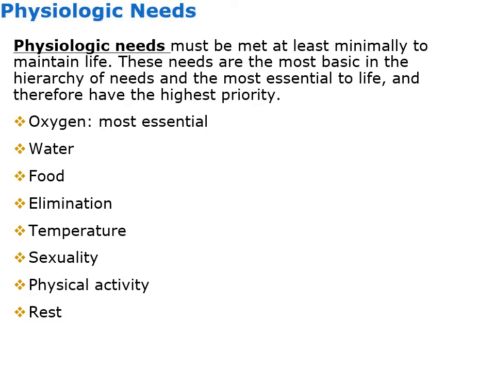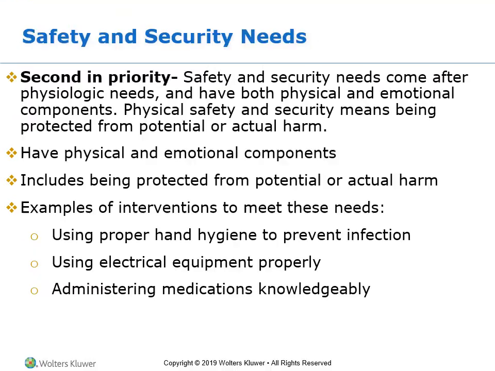Safety and security is our next topic. Second in priority after physiological needs. It also has physical and emotional components. So, physical safety and security means that we protect our patients and our family members from potential or actual harm. And we do a lot of things as a nurse in order to meet that patient's physical safety needs.